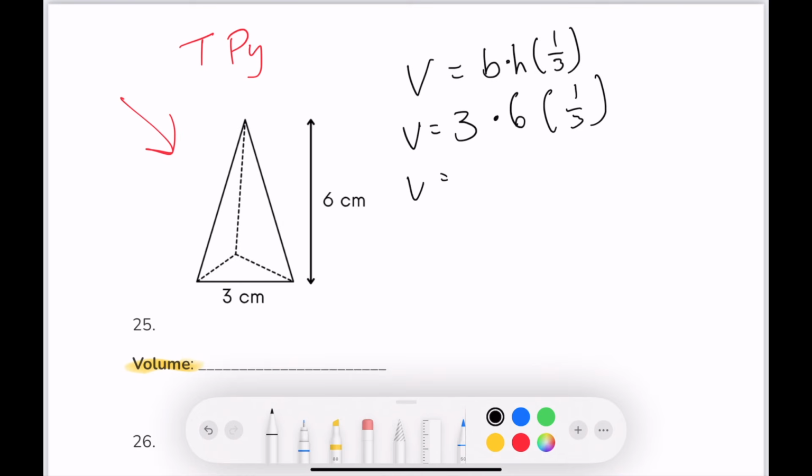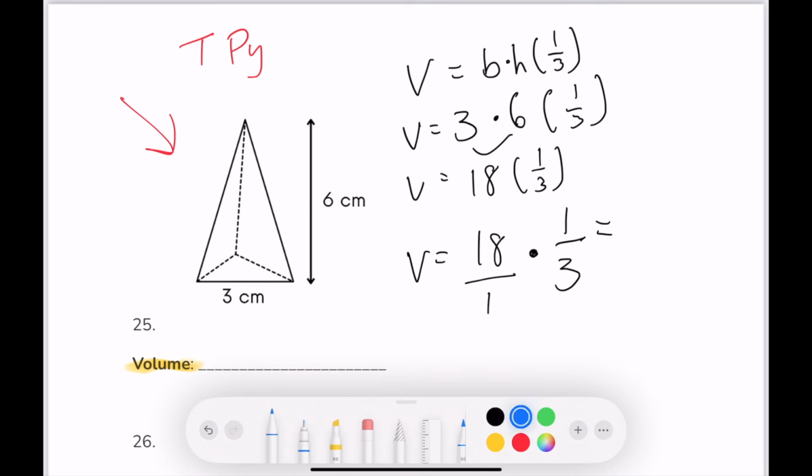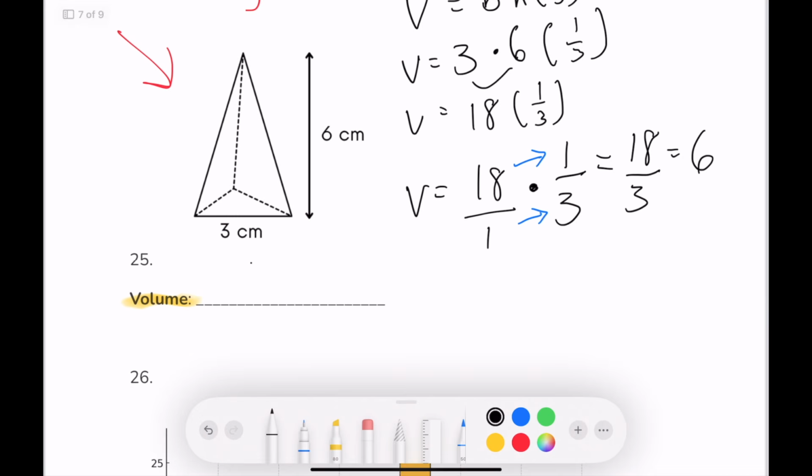Let's go. 3 and 6 is 18, multiplied by 1/3. Volume, 18. I'm just going to put this over 1. Remember, when we multiply fractions, we just multiply straight through. 1 times 3 is 3, and 3 times 6 is 18. So our final answer is 6.